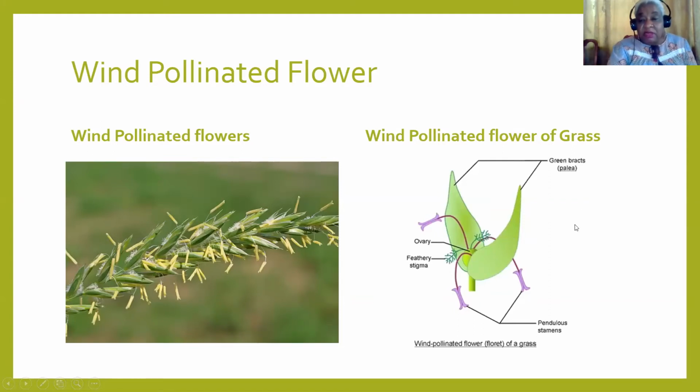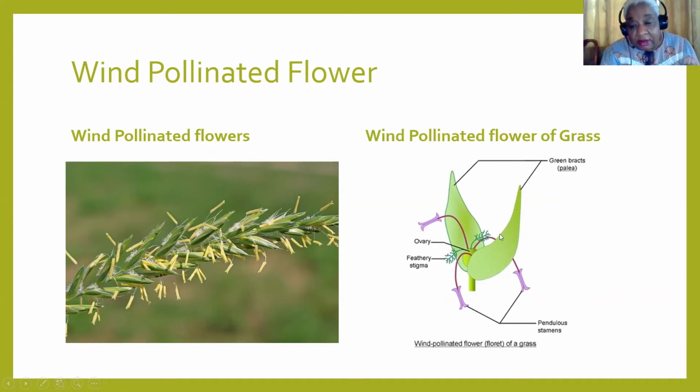So this is what wind pollinated flowers with grass look like. So grass, maize, which is corn, you have to know both names. What we call corn on the cob, that's maize. They have this type of flower here, where you have your green bracts, these green things that you see on the side in the picture. They're called bracts or palea.